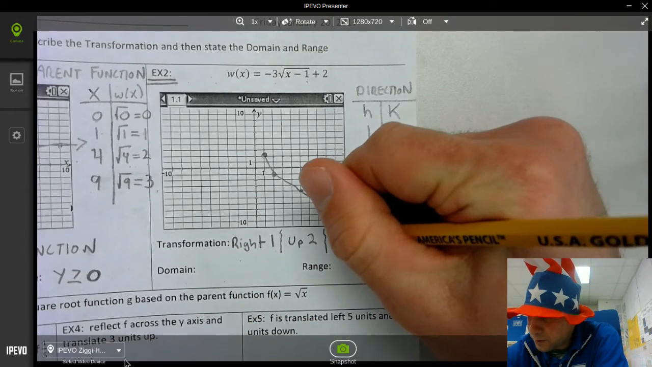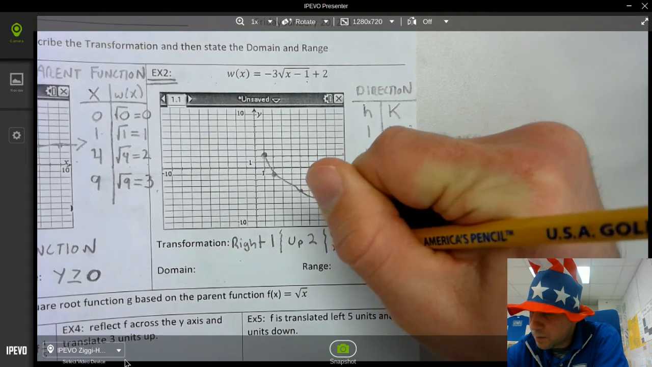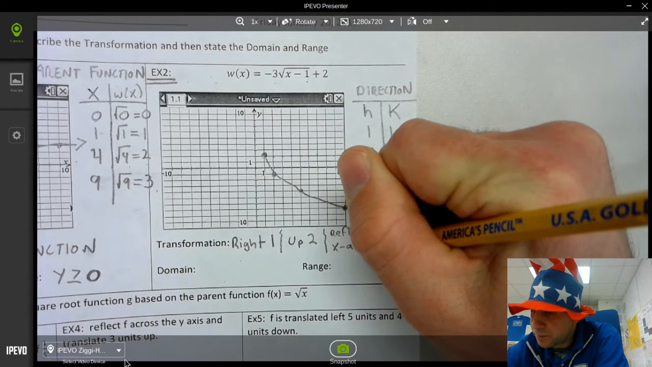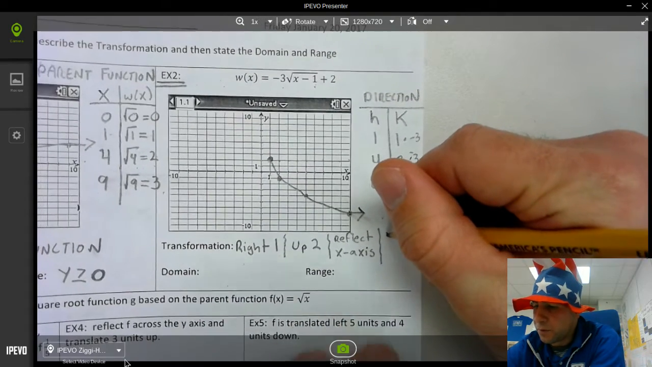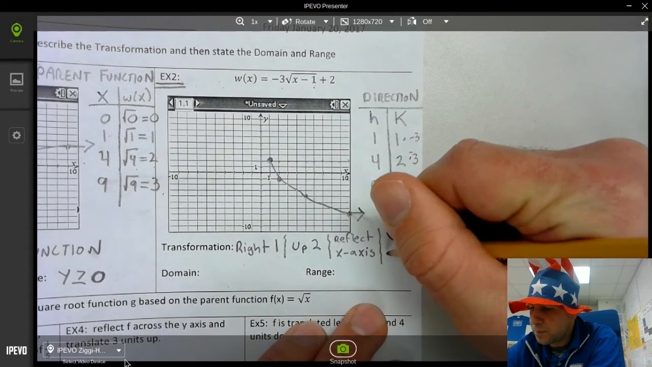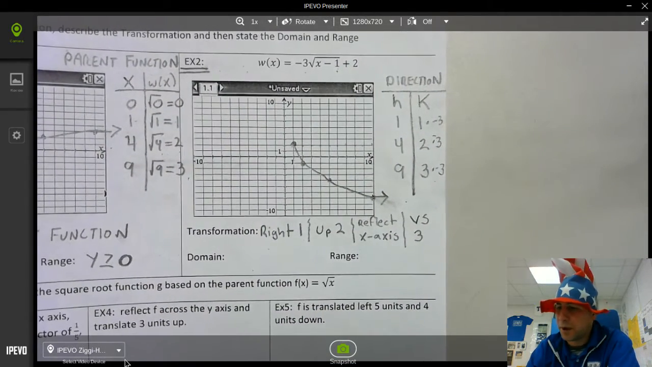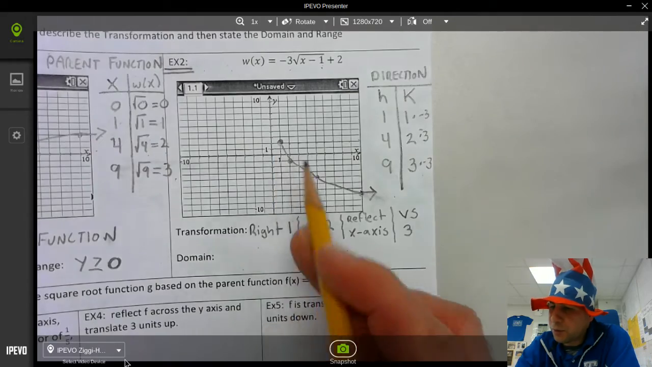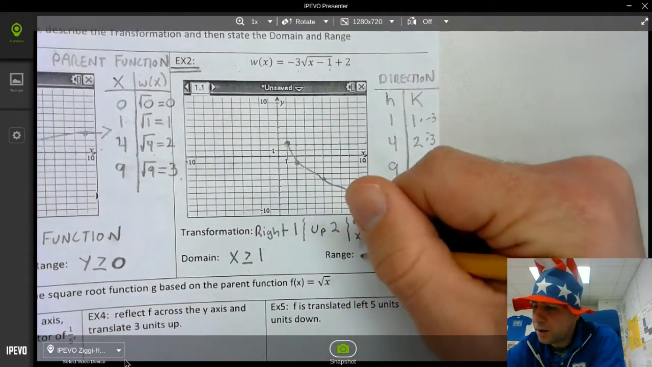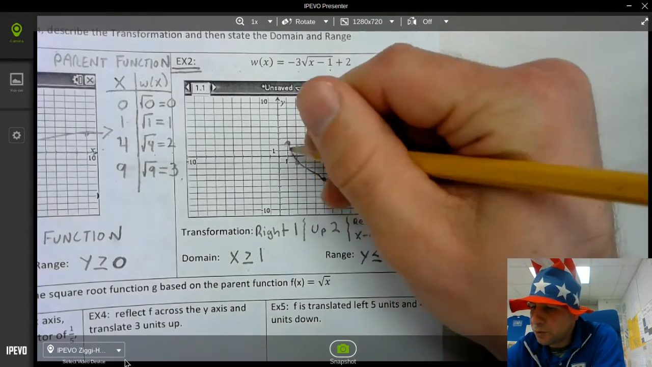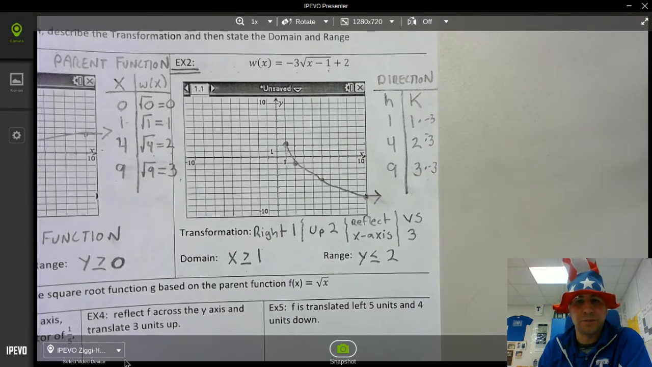And then reflect across the x-axis. And then it's a vertical stretch by 3 units. All right, so domain: our x value is greater than or equal to 1. And our range is y less than or equal to 2. So if you would pause a minute to update example 2.